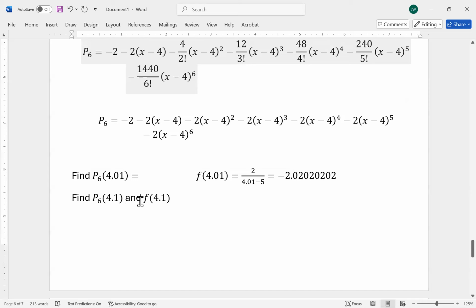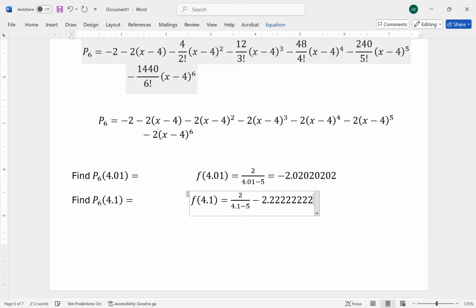Let's do this one. Let's plug in 4.01 while we're at it. 2 over, I plugged in 4.01, just 4.1. Plug in 4.1. I get -2 point, and then lots of 2's repeating. Oops, forgot to put the equal sign. There you go. So that's what I get.